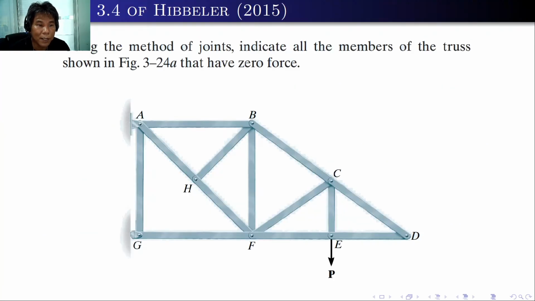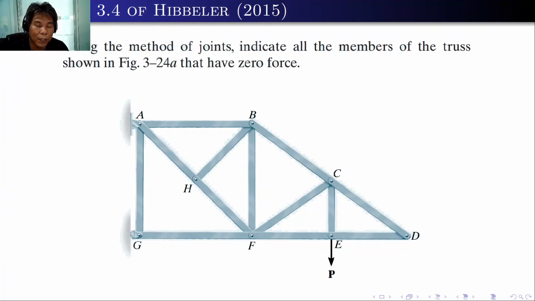So here is an example. You can use the method of joints and indicate all the members of the truss shown that have zero force. You can try it by yourself. You can pause the video first and try it by yourself. You can apply case 1 or case 2.